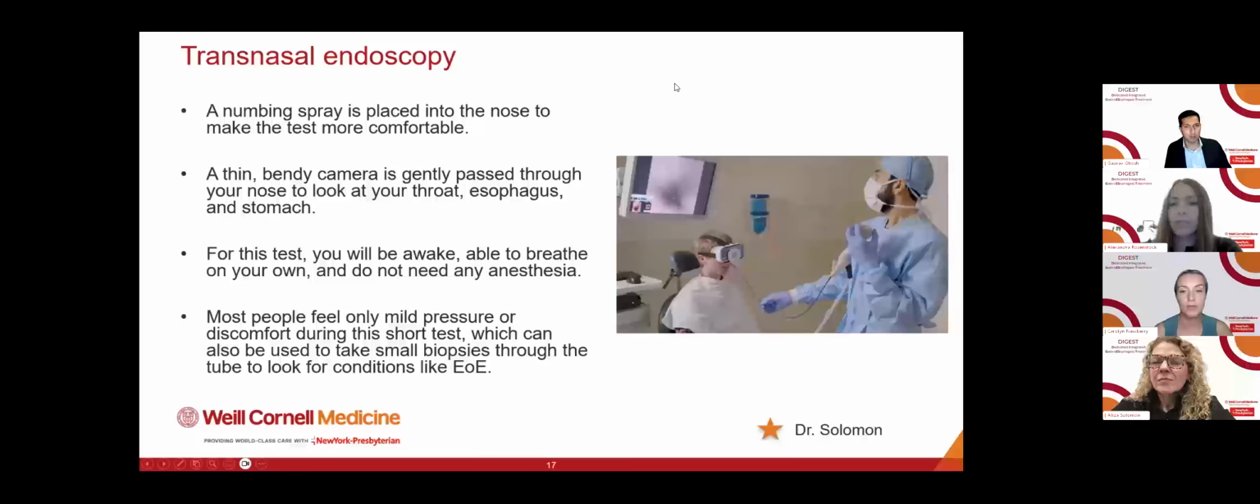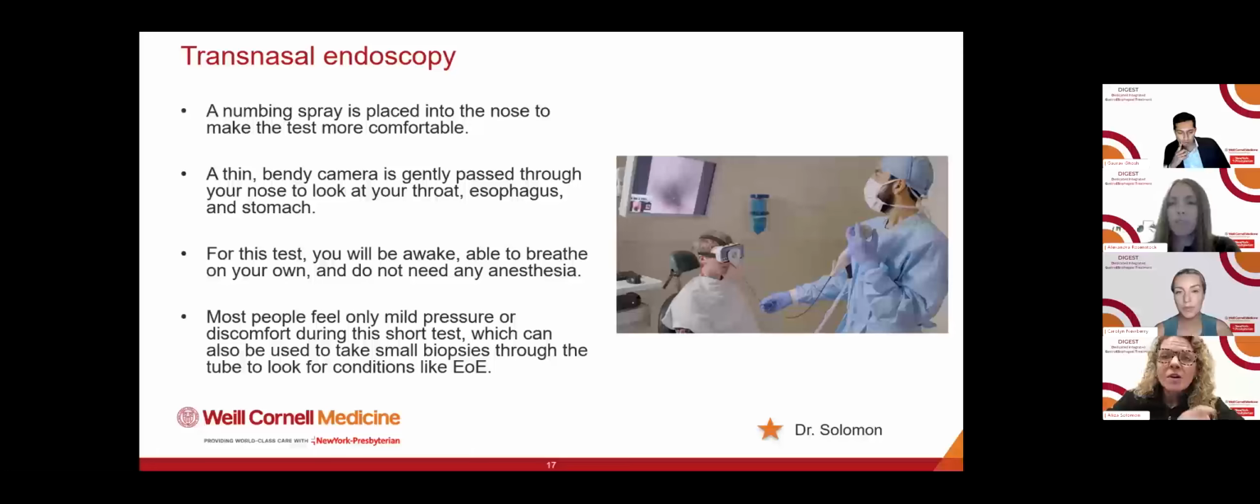Dr. Solomon, with pediatric gastroenterology, you have access to transnasal endoscopy, which can allow you to diagnose and follow your patients with EOE. So talk to us a little bit about that. Sure. So obviously, as a gastroenterologist, I can do conventional endoscopy as well. But one thing we offer for our pediatric patients is something called transnasal endoscopy.